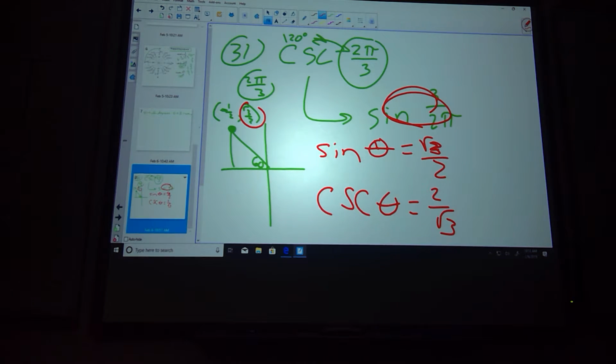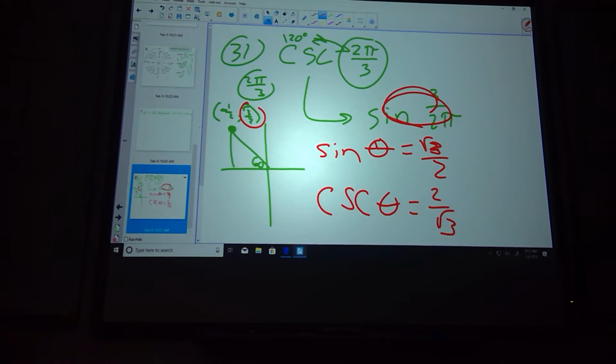Like in general, when would it be undefined? Undefined is going to happen on the x and y axis. So tangent at 0 and 180 works, it's just 0. Tangent at 90 and 270 is undefined. Cotangent is the flip over. So at 0 and 180 it's undefined, and it's 1 here and here.